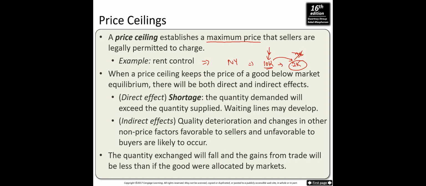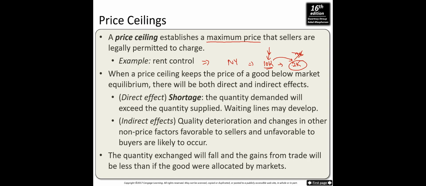Let's see the direct effect. The direct effect of price control is the shortage. The quantity demanded will exceed the quantity supplied. You might see people waiting in line to get the limited rent-controlled apartments. Indirect effects: quality deterioration and changes in other non-price factors favorable to sellers and unfavorable to buyers are likely to occur. So if you are a landlord and you know that your place is worth 10K but you just get 2K, you may stop improving the apartment. So that is the quality deterioration.